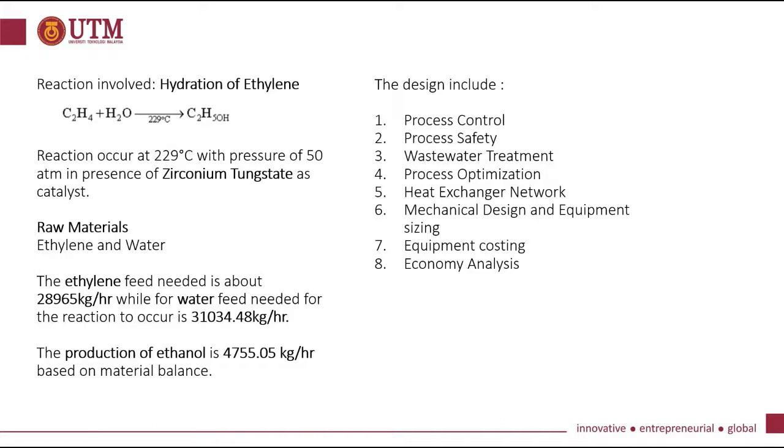The raw material is ethylene and water itself, where the ethylene feed needed is 28,965 kg per hour, while water feed needed is 31,034.48 kg per hour. And based on material balance, the production of ethanol is 4,755.05 kg per hour. So the design includes process control, process safety, wastewater treatment, process optimization, heat exchanger network, mechanical design and equipment sizing, equipment costing, and also economy analysis.